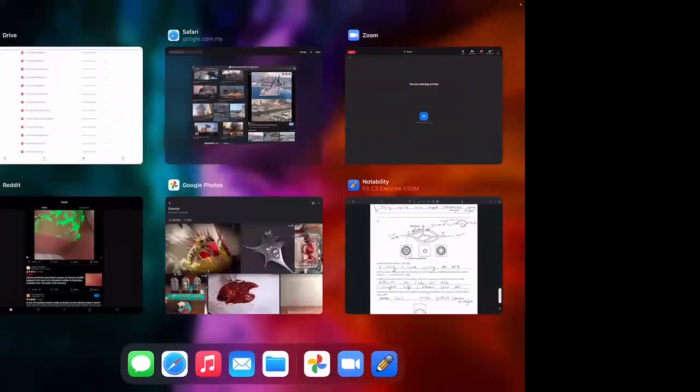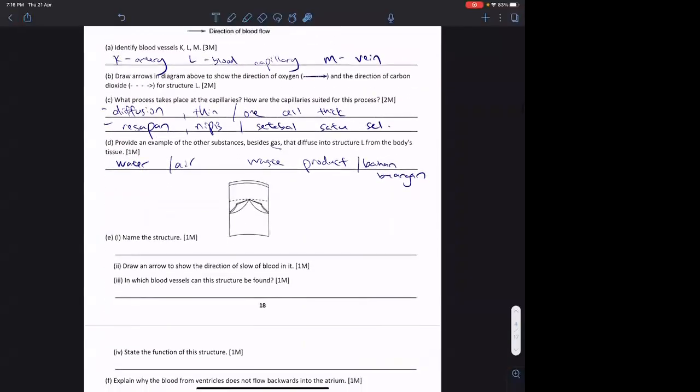Okay, so moving on, let's go to E. Name this structure. All right, so what is this called? This is called your valve.